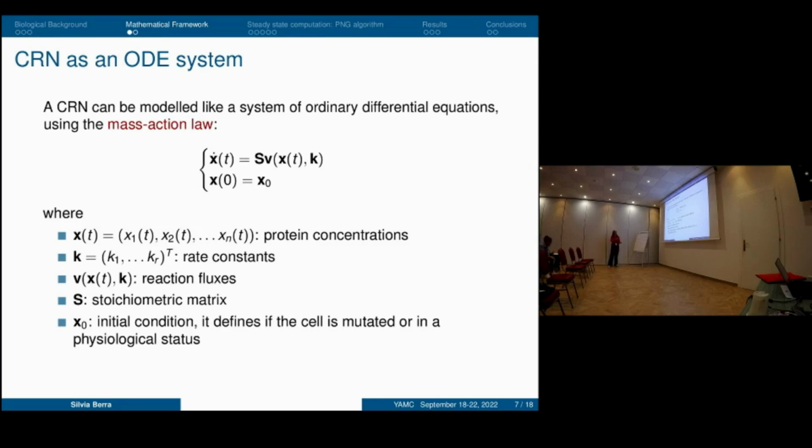And then we have S, that is a matrix called the stoichiometric matrix, V, the vector of reaction fluxes, and K, that contains some other parameters of the network that are the rate constants. Okay, so if we look at this problem and we think, okay, we want to compute the equilibrium of this system, generally what we could do is use a dynamic approach, so trying to compute the function x of t at different times, and then see what happens as time goes on, okay?